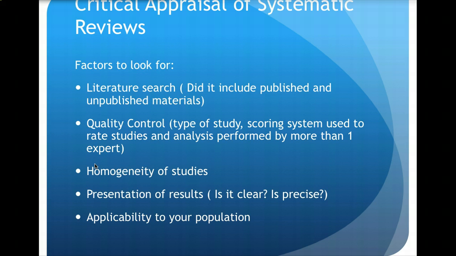When you're critically appraising systematic reviews, there's a few things that you're going to look at. First of all, you're going to look at the literature search. Did it include published and unpublished materials? What was the quality control? What type of study was used? Were they looking at randomized controlled trials or cohort studies? What were the scoring systems used to rate studies? And what was the analysis performed? And how many experts performed it?